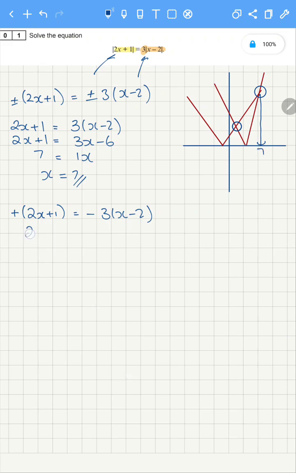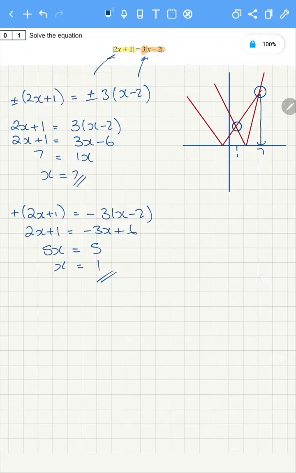And the other value is 2x plus 1 equals minus 3x plus 6. Take the 3x over by adding 3x. That's 5x. Take the 1 over. That's going to be 5. And x is going to be 1. And that's going to be that guy. So that worked out really well.